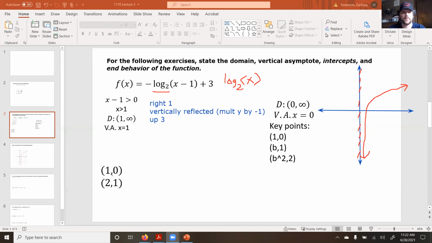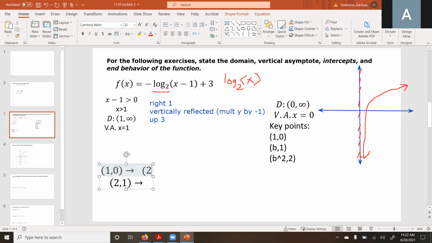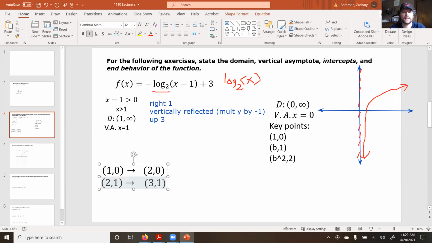Okay, back to my key points. How do I move these points right 1? You'd add 1 to every x value. Mm-hmm. And if you're having problems remembering whether right is applied to x or y, think about inside versus outside. The right 1 is inside my function, so it's going to be doing stuff to my x values. The -1 and the 3 are outside the function, so they're going to be doing stuff to my y values. Okay?